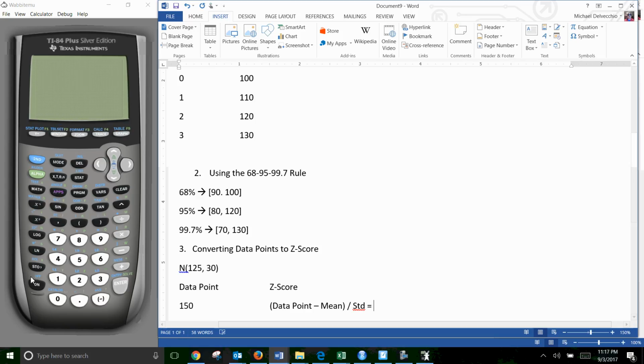So here, let's turn our calculator on. That's going to be 150 minus 125, and then we're going to divide that by 30. And I set it to round to two decimal places, so that'd be 0.83.